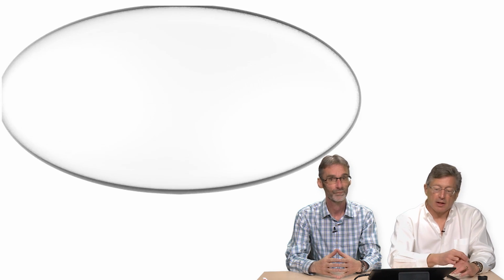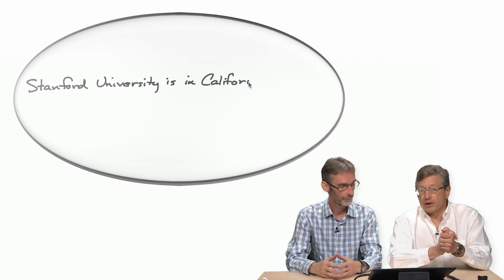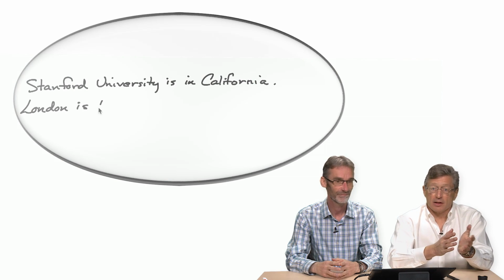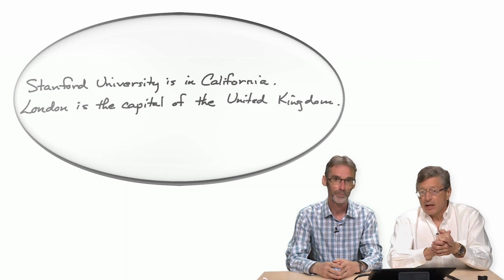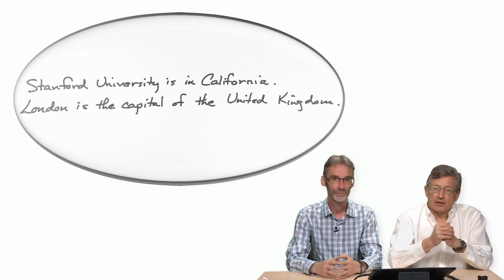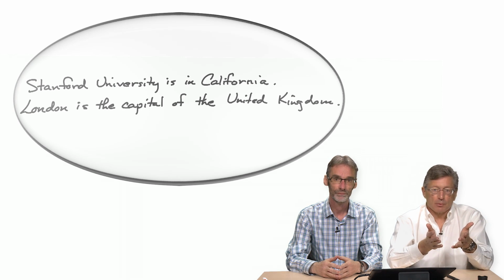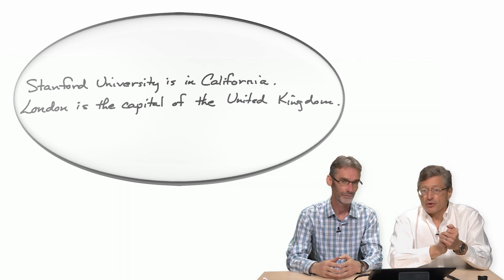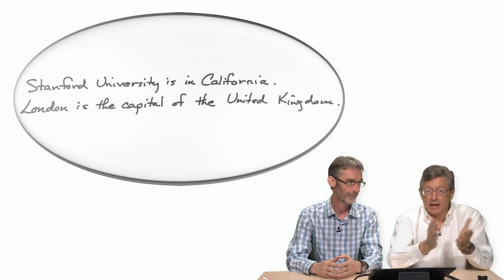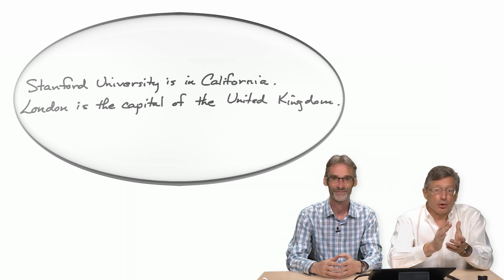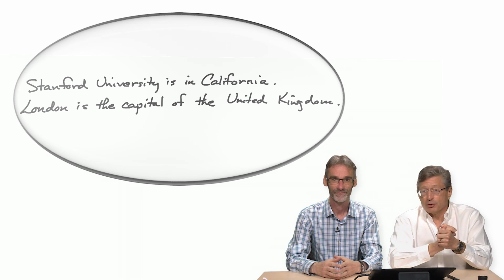So let's think about two example sentences. Take the sentences, Stanford University is in California, and London is the capital of the United Kingdom. Now, it happens that both of these sentences are true, but it's perfectly conceivable that either or both of them could have been false. It's possible, at least, that Stanford University could have been located in New Haven, Connecticut, or that Edinburgh could have been designated the capital of the UK.